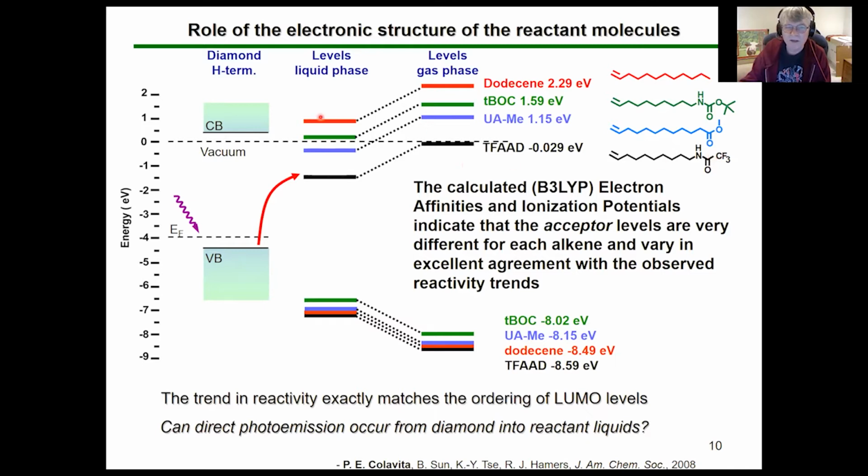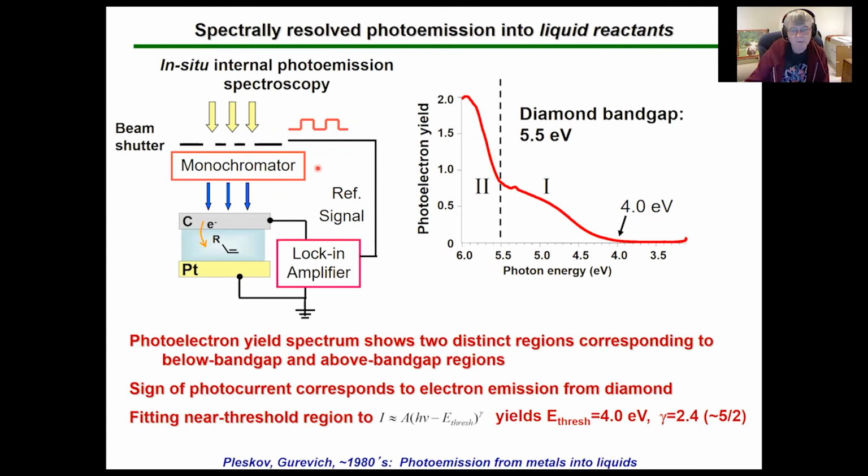Well, if these are the LUMO levels, this is where an electron would naturally go. And so you might expect that there would be a correlation between the reactivity and the energy of the LUMO level if we are doing a direct electron transfer from the diamond into the adjacent molecular layer. Well, this is a nice hypothesis. The question is, could we actually prove that? Well, we set out to prove it.